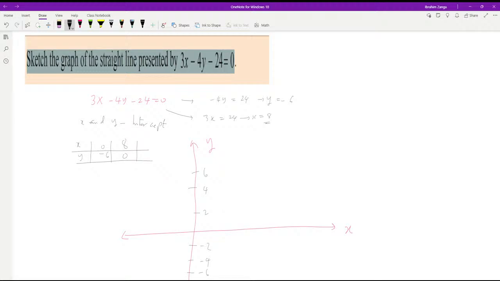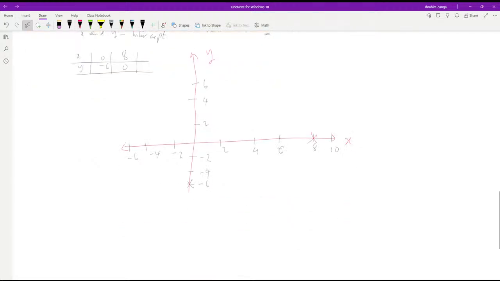Then for x, we'll be having 2, 4, 6, 8, 10, and so forth. Negative 2, negative 4, negative 6. So this is just a rough sketch, dear students. So you have 0, negative 6 as one of the points, and also you have 8, 0 there. So you're going to combine these two points.